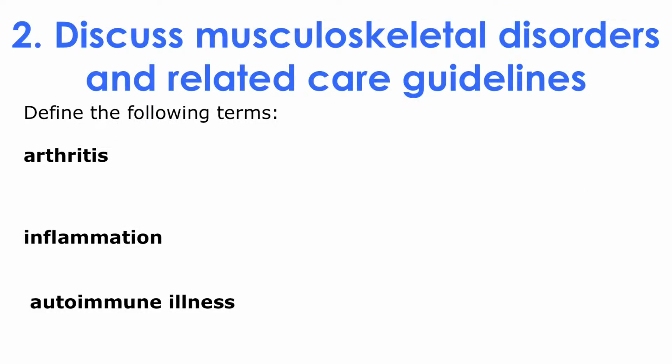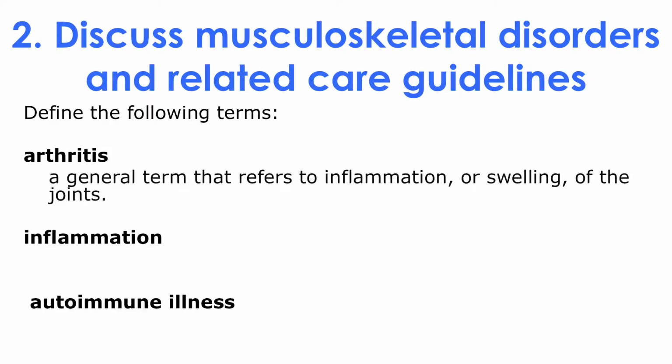All right, moving on, we're now going to talk about musculoskeletal disorders, okay? Muscle, skeletal, bones. So let's talk about some of the disorders, and let's talk about arthritis, for example. It's a general term that refers to inflammation or swelling of the joints. If you look at it, the root word is arthro, and then the suffix is itis. So the suffix itis means inflammation. So inflammation or swelling of the joints. The term inflammation means swelling.